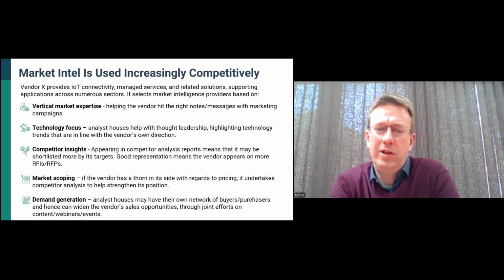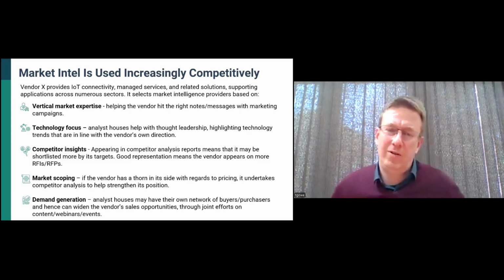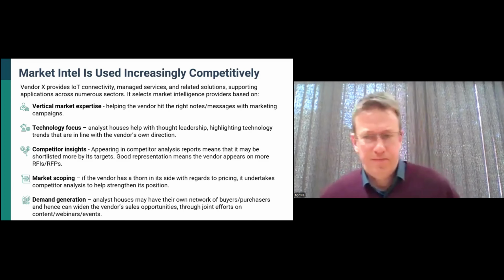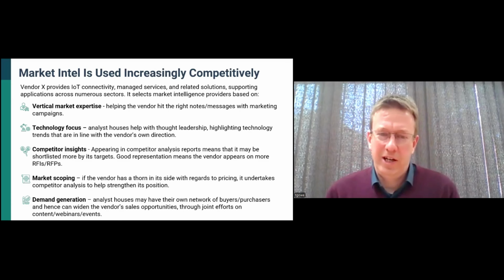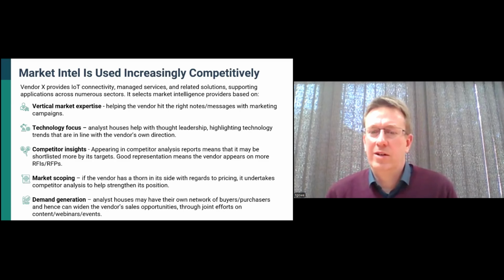A second point was just this understanding of the technology trends. The vendor has its own thoughts around its own direction, but it absolutely needs the analyst house to provide some insight into the actual technology trends that are occurring in the market. So it's that thought leadership role that an analyst house can play that is key.